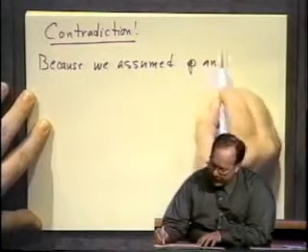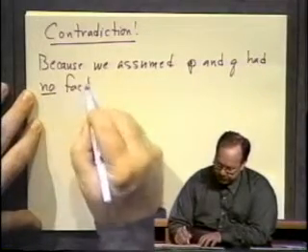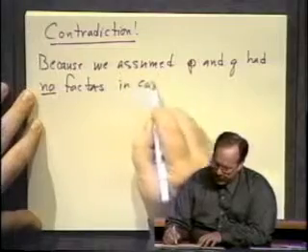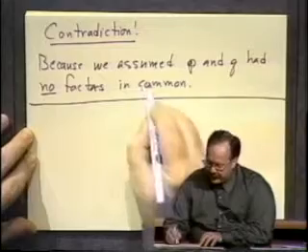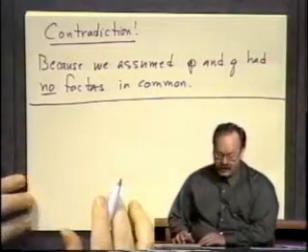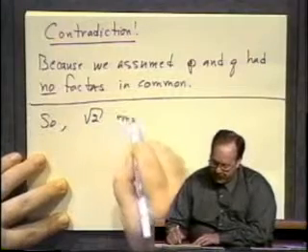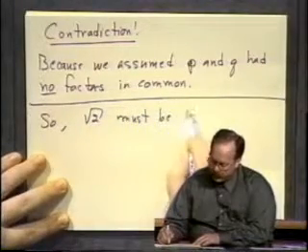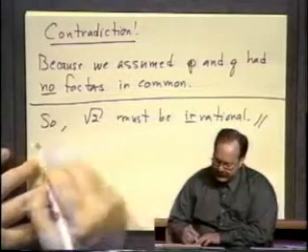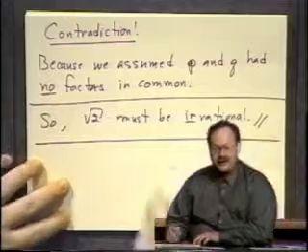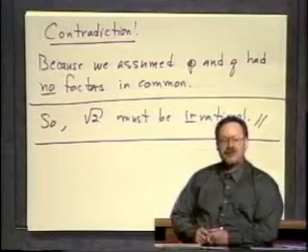P and Q had no factors in common. Well, this all derived from the fact that we assumed that square root of 2 was rational. So, square root of 2 must be irrational. It cannot be rational because if it's rational, it leads to that contradiction. And that's it. That's the proof that square root of 2 is irrational. That's all there is to it. So I hope you enjoyed that.